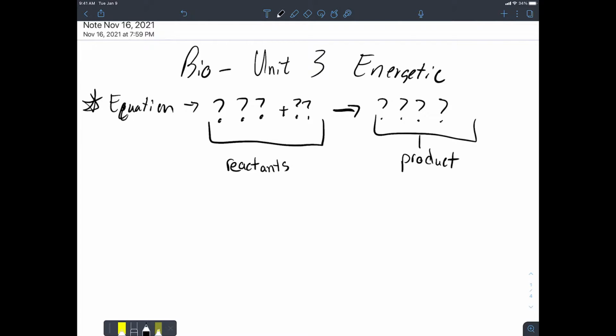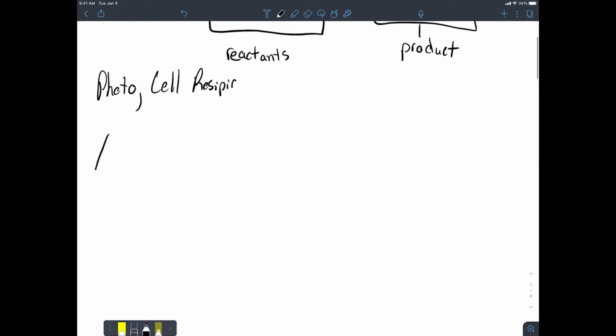You need to know what the products are for photosynthesis. You also need to know what the products are for cell respiration as well. Okay, have a look at that. We chatted about that before. Maybe you have to look back on your notes. Other things we have to know: What is an autotroph? Okay. What is a heterotroph? All right. Those are a couple things you just got to know. We've chatted about those before.